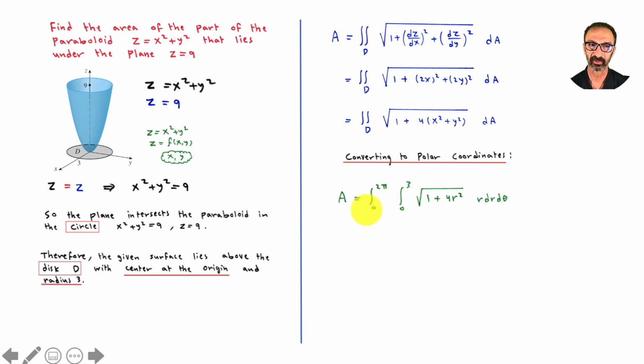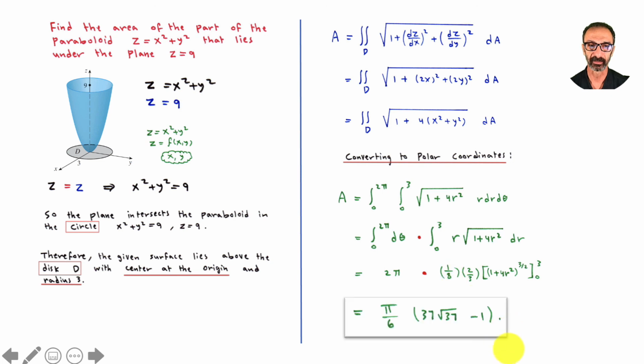r changes from 0 to 3, and theta goes from 0 to 2 pi. Separate them because I can. This does not have a theta in it. And we have d theta by itself from 0 to 2 pi, which is 2 pi. Using u substitution, calling 1 plus 4r squared as u. You need an 8 here. That's why 1/8 shows up. Skipping all the steps of calculations to save you some time. This is my final answer.